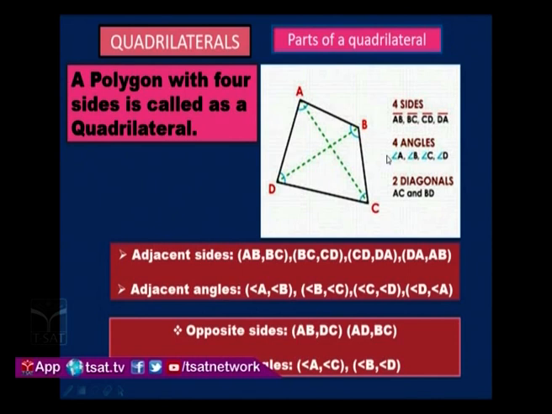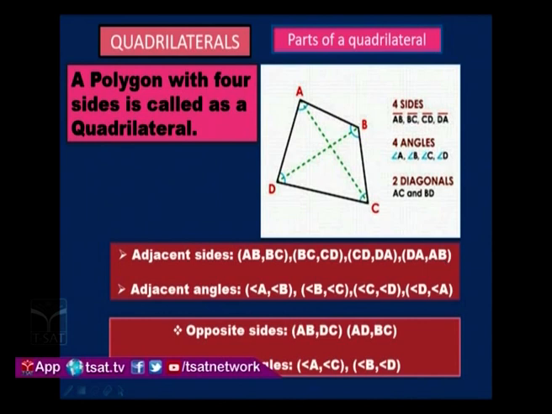To know more properties of quadrilaterals, let us know what adjacent sides and adjacent angles are. Two sides which have a common vertex are called adjacent sides. Look here, AB and BC are two sides having the common vertex B. So AB and BC are a pair of adjacent sides. Similarly, BC and CD is another pair, CD and DA, and DA and AB. So in total we got four pairs of adjacent sides in the quadrilateral.